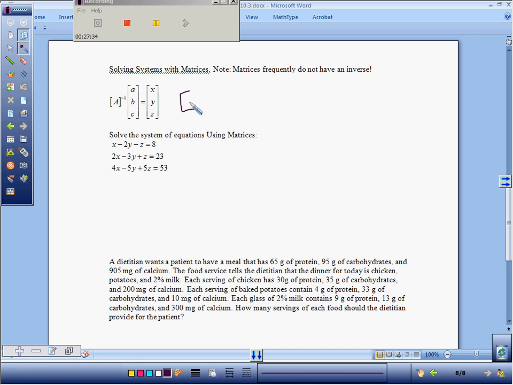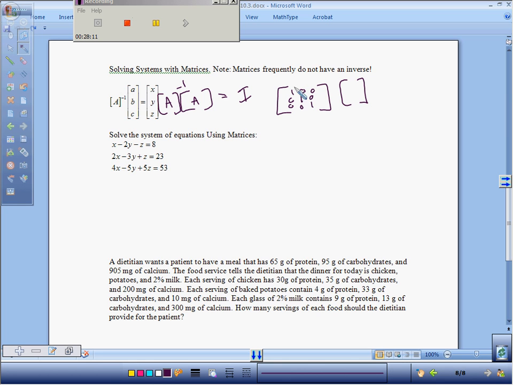Why it works: if you have some matrix A, and you multiply it by its inverse, it's kind of like multiplying by the reciprocal. I end up getting this thing I, which is called the identity matrix. The identity matrix just has ones going this way and zeros in all the other spots. The way you multiply matrices is you take this row and multiply it by that column, and so on for each row, and then you end up with the result, okay?